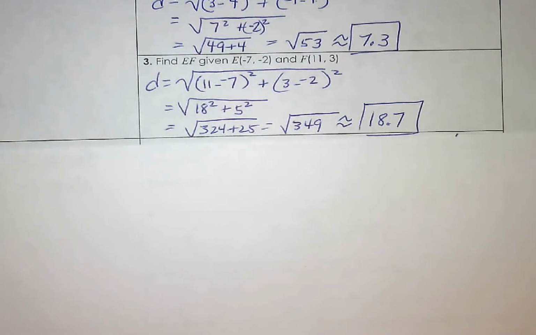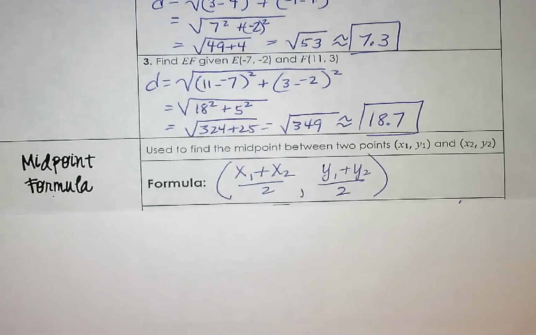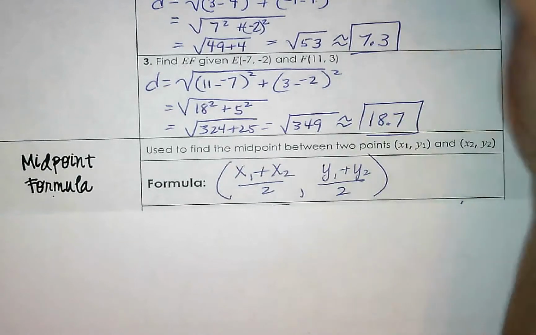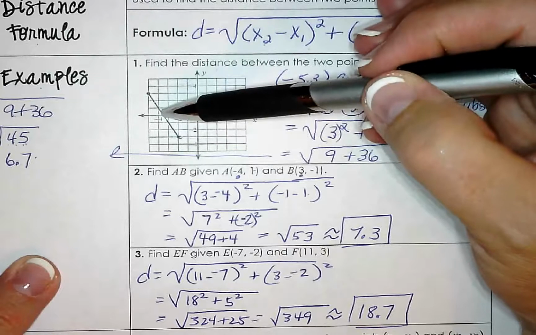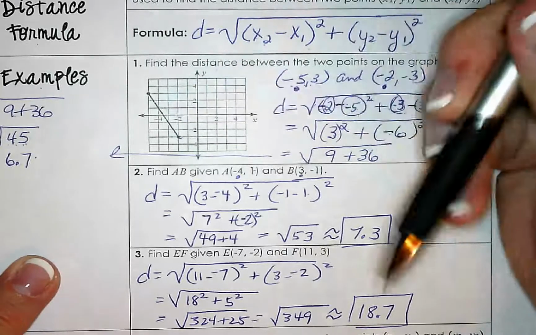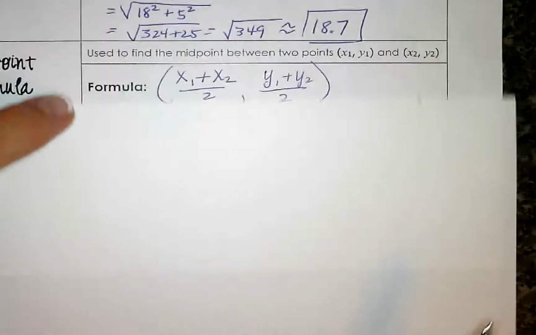Let's finish up this page of notes here with the midpoint formula. So again, if I have a segment like I did up here, how would I find where the midpoint is? Well, the midpoint is like the middle. To find the middle, I find the average. So that's what this formula is showing.